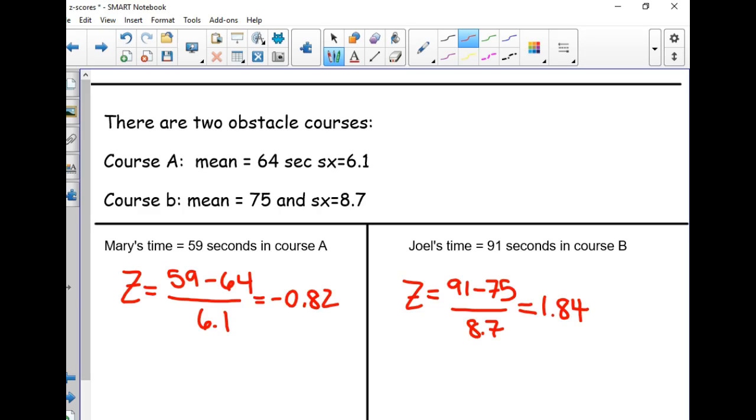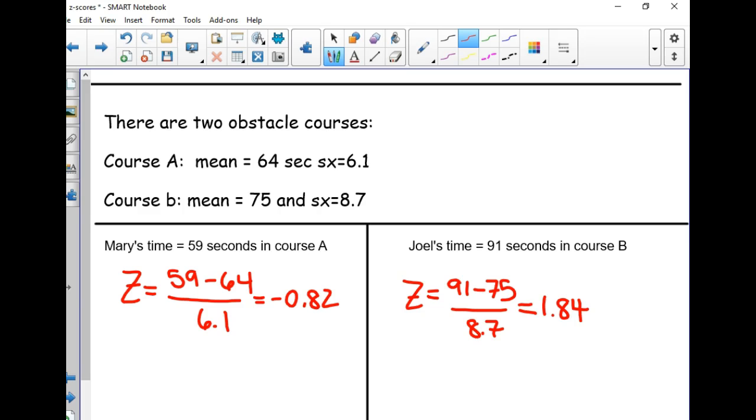So who did better in their obstacle course? Joel. No, Mary. Mary did better. Mary is negative 0.82 standard deviations below the mean. She's by no means a superstar, but she's doing better than average. Joel is not slow either, right? Because he's not above that 2. But he's also not doing awesome either.